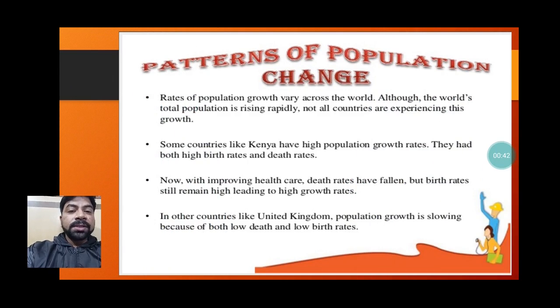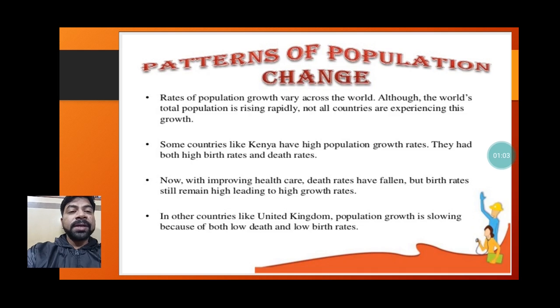When we talk about the patterns of population change, you can see that in every country this pattern is not the same. Some countries like Kenya have high population growth rates. It has both a high birth rate as well as a high death rate. Now with improving healthcare, death rates have fallen, but the birth rate still remains high, leading to a high growth rate.